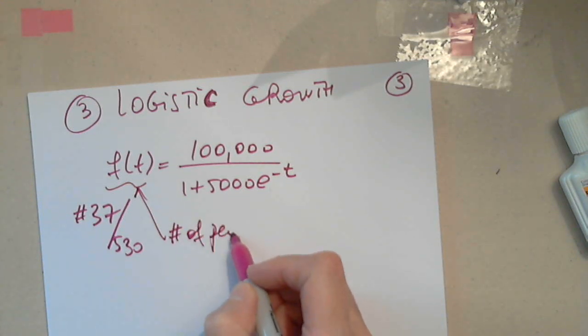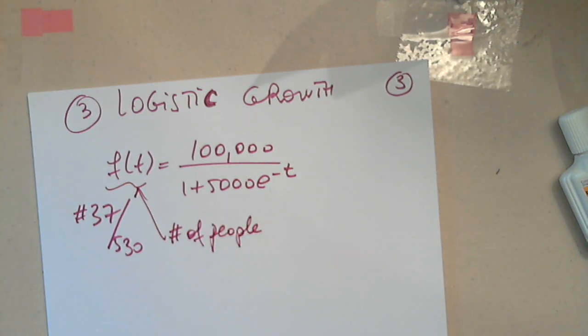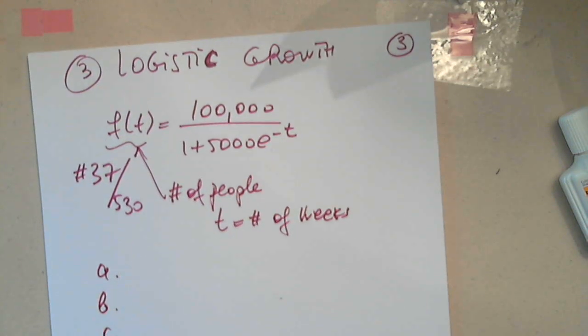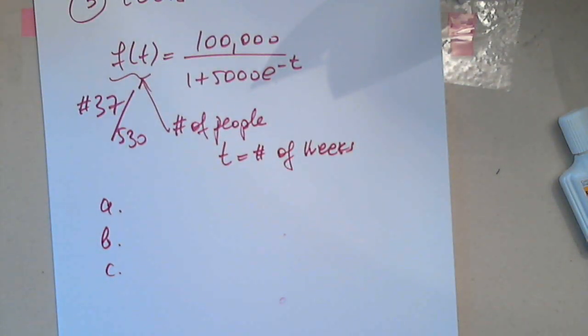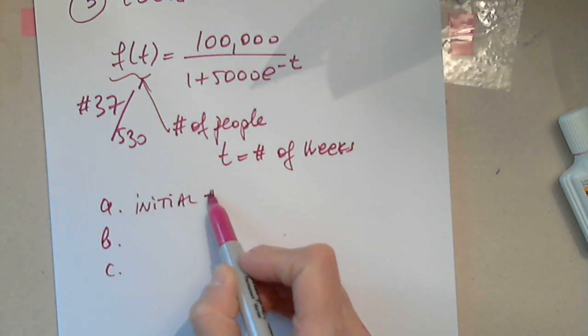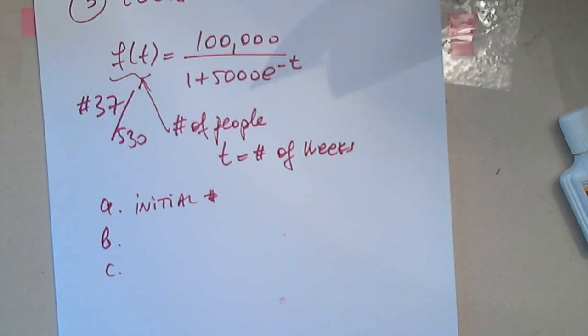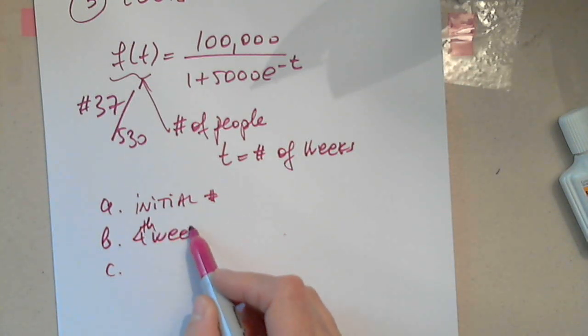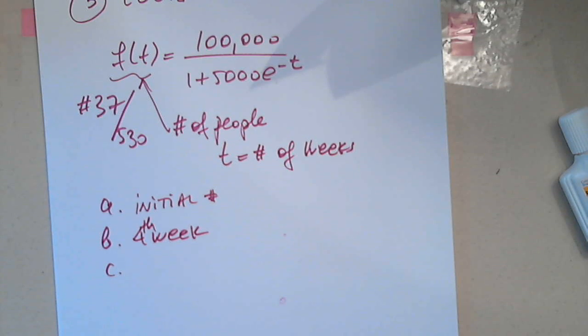Number of people who have become ill with the flu, t weeks. t is the number of weeks after its initial outbreak in a particular community. And we have 3 questions. Part A, how many people became ill with the flu when the epidemic began? Initial value, initial number. How many people were ill by the end of the 4th week? What is the limiting size of the population?